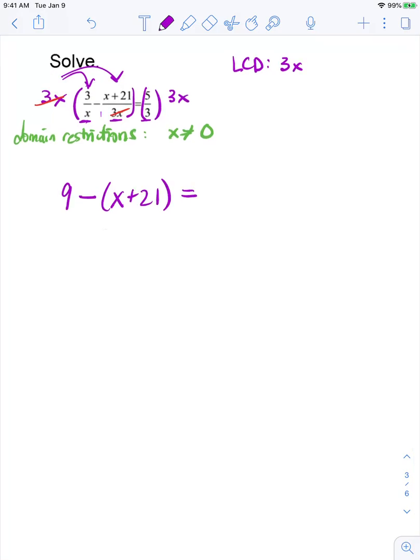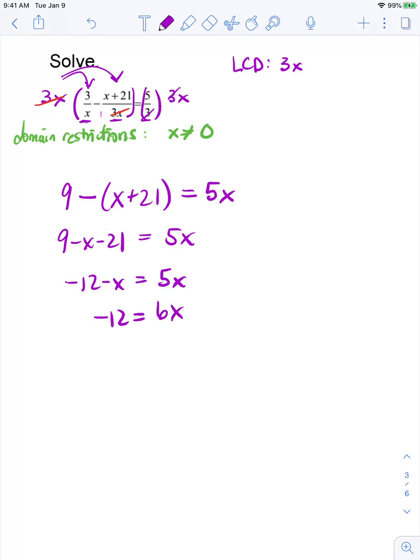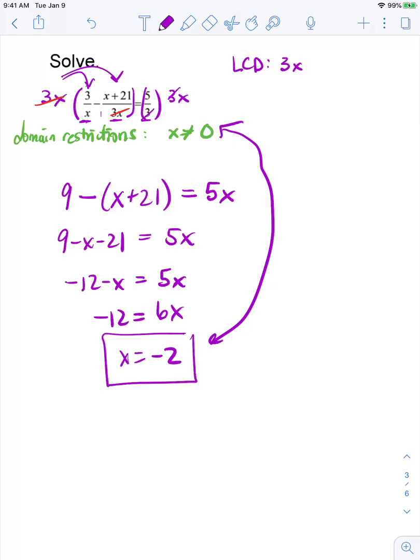equals, and then on the right side, the 3's will cancel out, but you still have to multiply 5 times x. Simplifying, I get 9 minus (x minus 21) equals 5x. 9 minus 21 is negative 12. Negative 12 minus x equals 5x. Negative 12 equals, add the x to the other side, 6x, and then divide by 6, x equals negative 2. That's not one of my domain restrictions, so I can keep that as an answer.